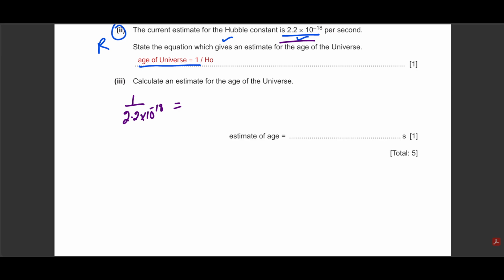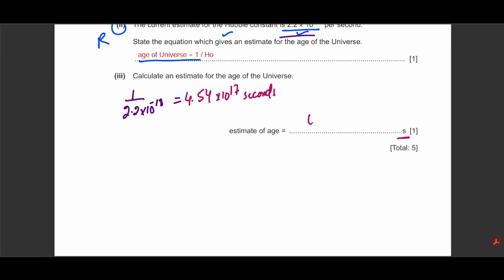So when you do that, your answer comes out as 4.54 into 10 raised to the power 17 seconds. It has to be in seconds. So this will be 4.5 into 10 raised to the power 17, and this becomes generally 13.8 or 14 billion years. I hope you've learned something.